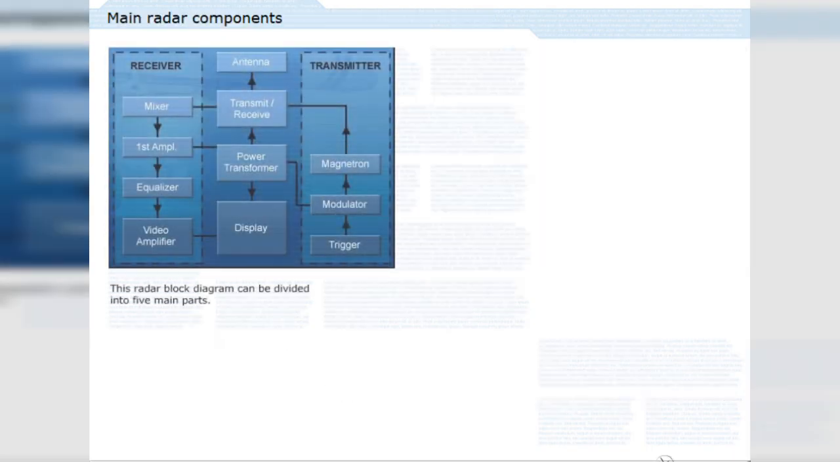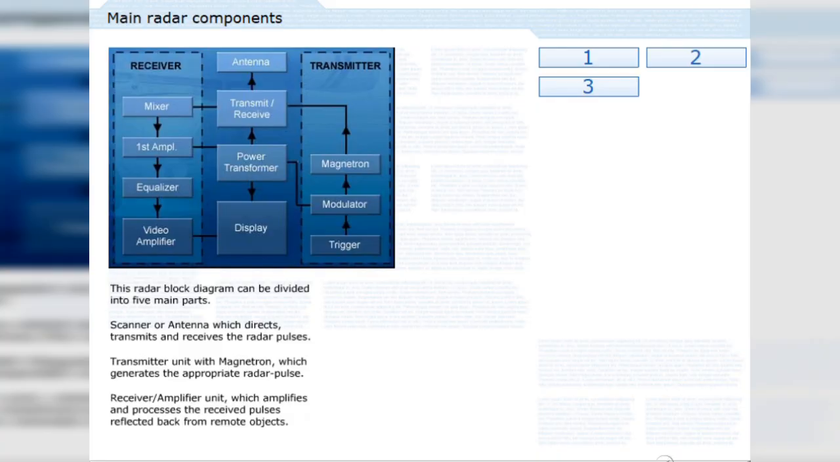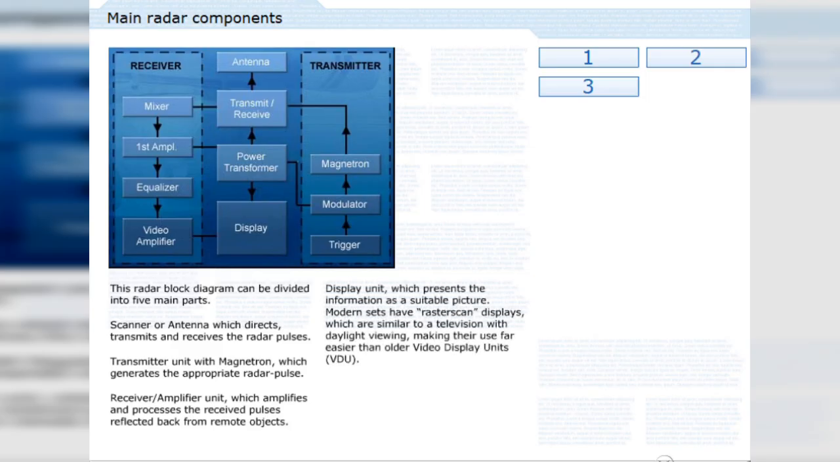This radar block diagram can be divided into 5 main parts. Scanner or antenna, which directs, transmits and receives the radar pulses. Transmitter unit with magnetron, which generates the appropriate radar pulse. Receiver and amplifier unit, which amplifies and processes the received pulses reflected back from remote objects. Display unit, which presents the information as a suitable picture.